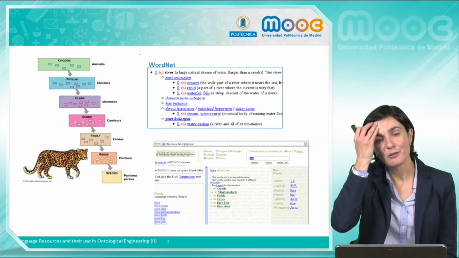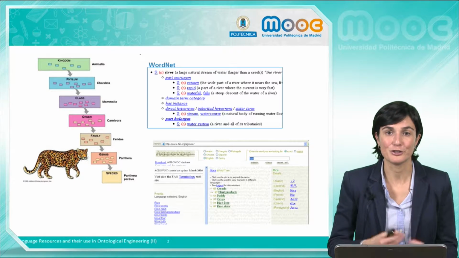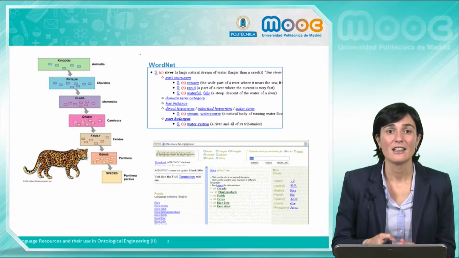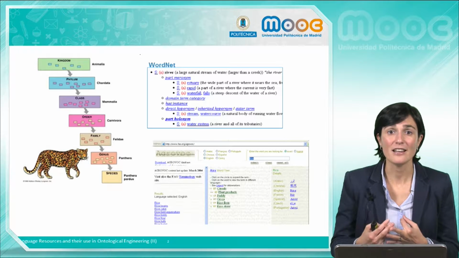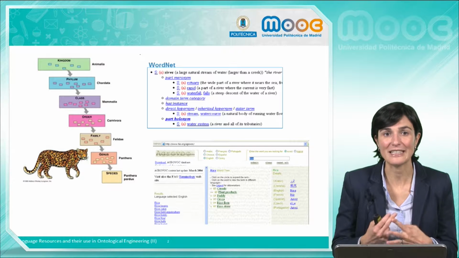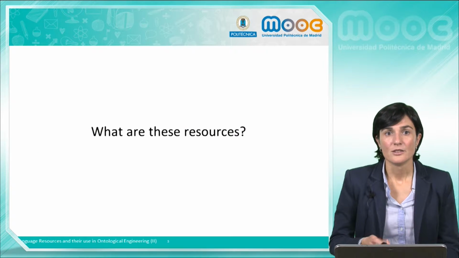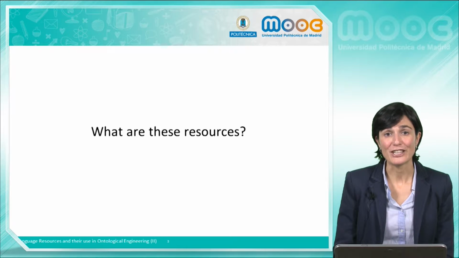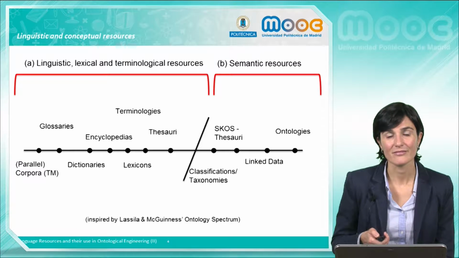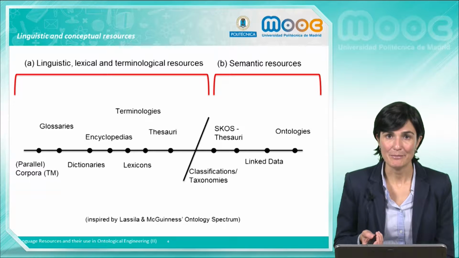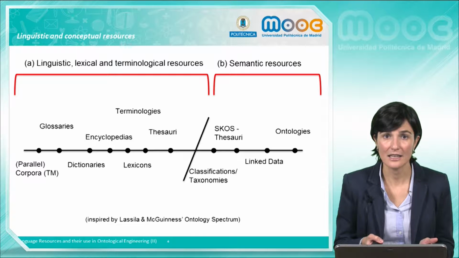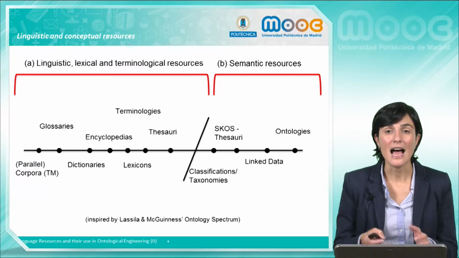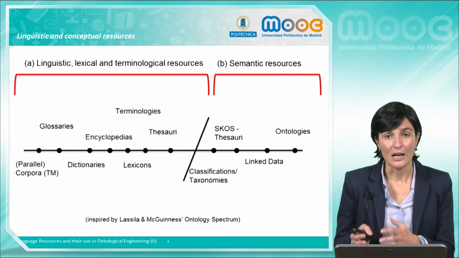You may already have thought of some of them for structuring and defining knowledge: taxonomies, lexicons, thesauri, encyclopedias, glossaries. So what are these resources? And more importantly, what kind of information do they contain? Inspired by Lassila and McGuinness' ontology spectrum, we have classified resources into linguistic, lexical, and terminological resources and semantic resources, according to the semantics they contain.